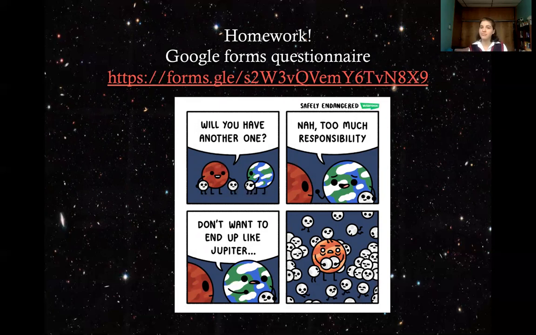Here's a small joke about Mars and the Earth, talking about how many moons they would like to have, as if they were children. And Earth is a little bit concerned about Jupiter's amount of moons, which is comprehensible. It has 79.